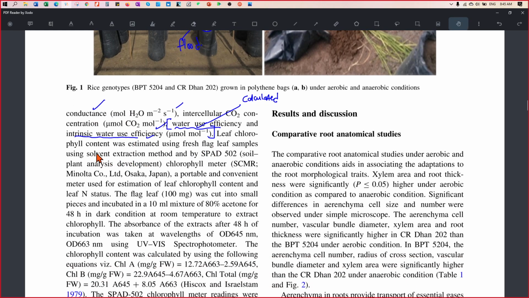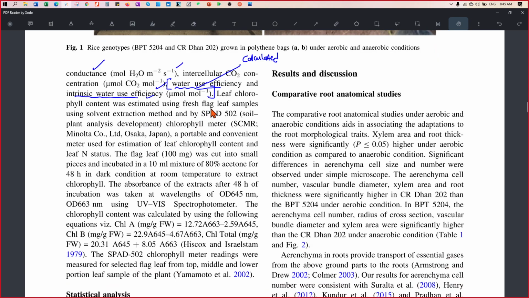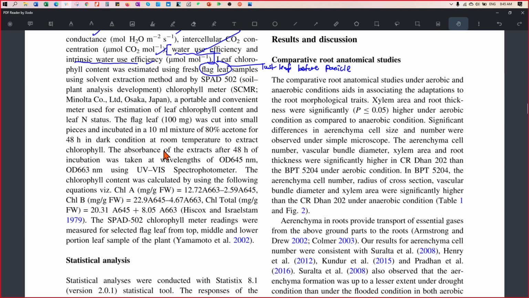After that, leaf chlorophyll content was estimated using fresh flag leaf sample. Flag leaf means, so this is very important, they use the last leaf before the panicle. Okay, using SPAD, this is the equipment. So it's described here. What is it? A portable convenient meter used for estimation of leaf chlorophyll content.